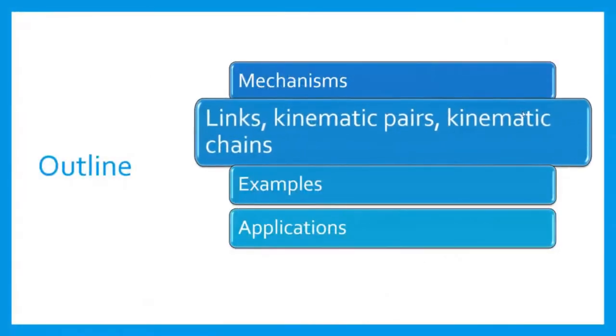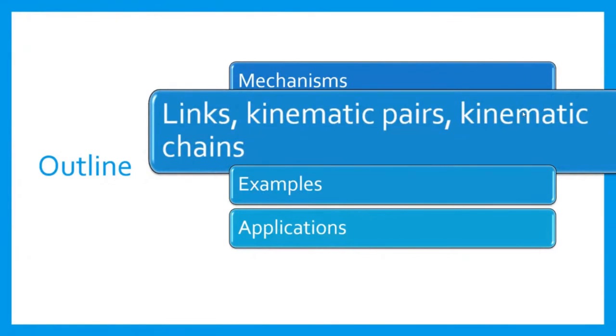Now, this is a fast definition about mechanisms. To understand the mechanism, I need to go into more detail about links and kinematic pairs. If you understand links and kinematic pairs, you will understand automatically what a kinematic chain is, because a kinematic chain is just an assemblage of links and kinematic pairs. In this second part now, we go into more detail on links and on kinematic pairs.